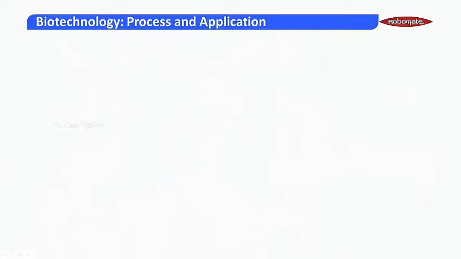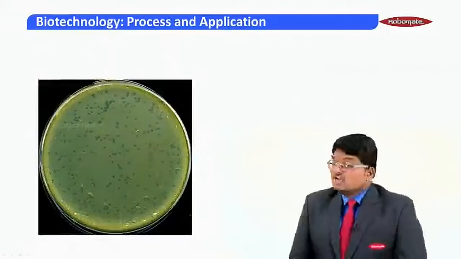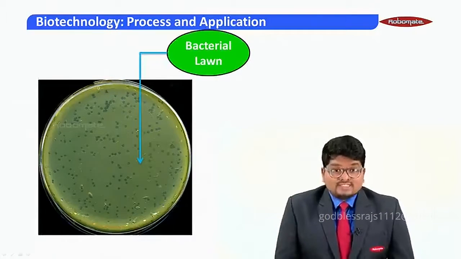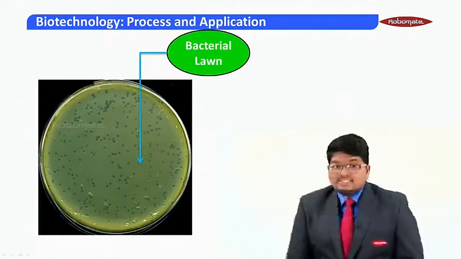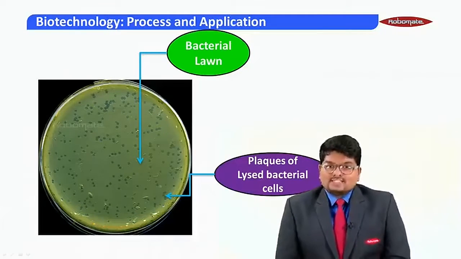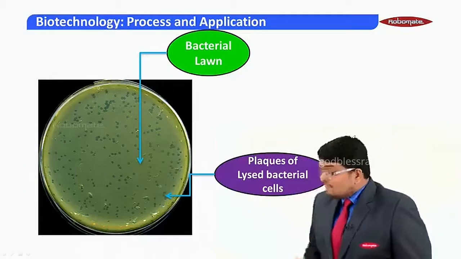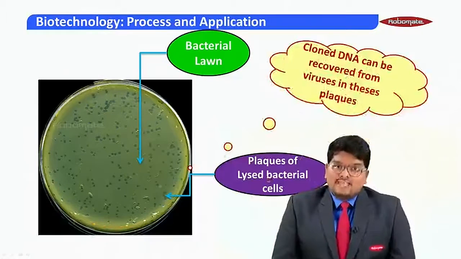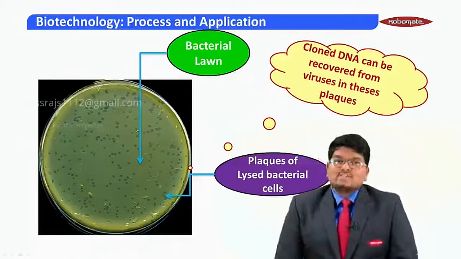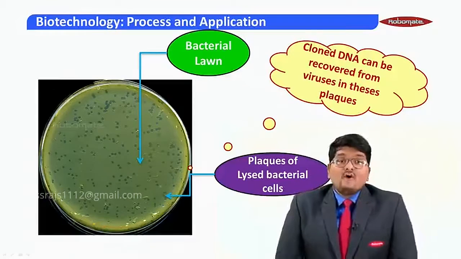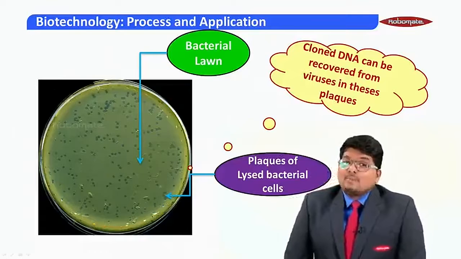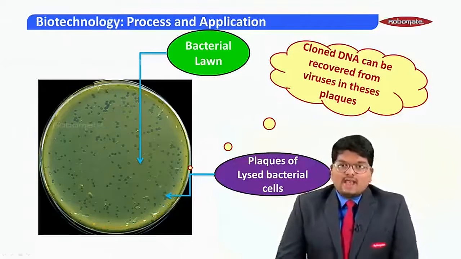Now let us move ahead and take a look at this picture. Here you see a bacterial lawn that is grown on agar surface, and the holes or the empty spaces that you can see there are termed as plaques of lysed bacterial cells. But what use are they? Now the cloned viral DNA or the cloned DNA can be recovered from these plaques. So that is how the replication cycle of the bacteriophages, that is the lytic cycle, helps us to obtain multiple copies of DNA by cloning.